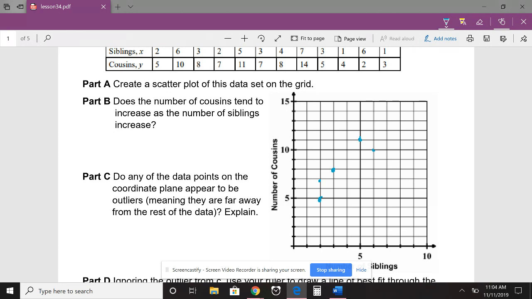Did I do that already? Nope. Up right here. Right 4, up 8. Right 7, up 14. Right 3, up 5. Right 1, up 4. And right 6, up 2. And right 1, up 3.